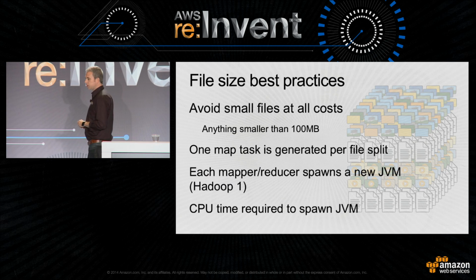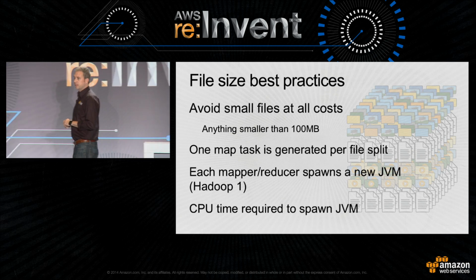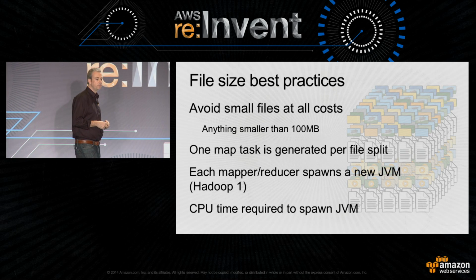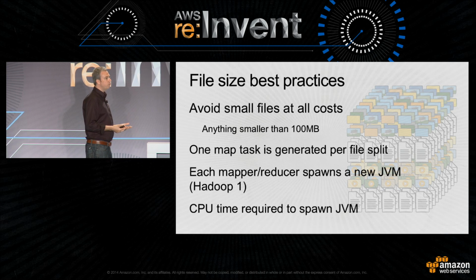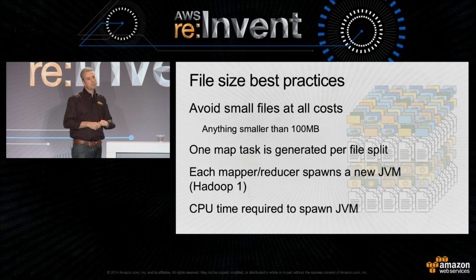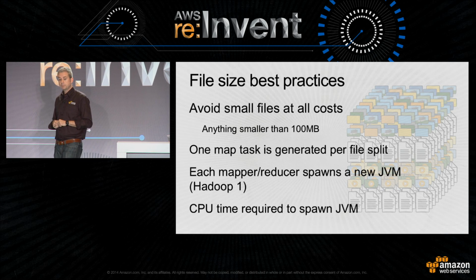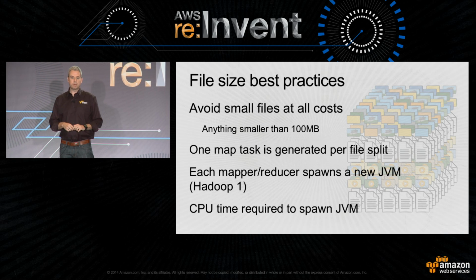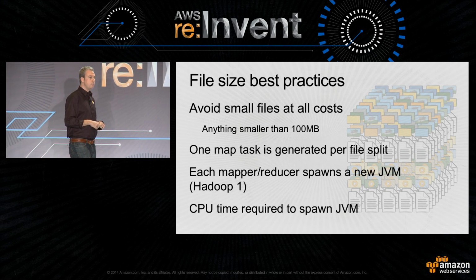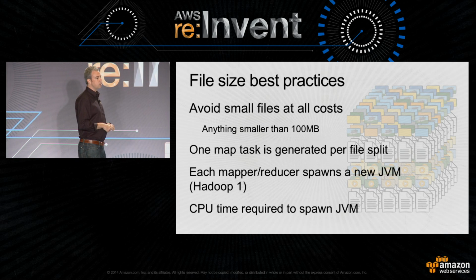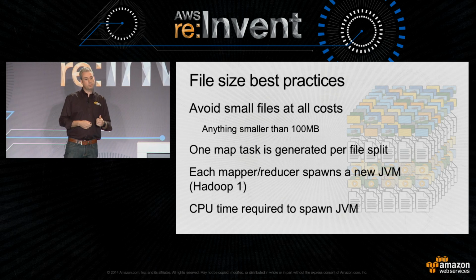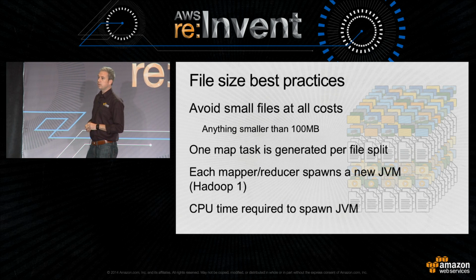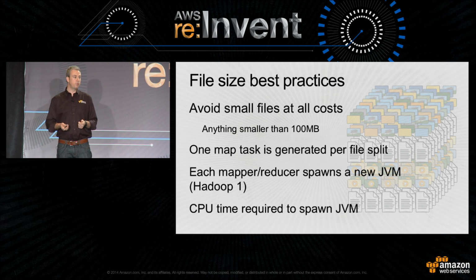It's a very simple best practice I'll give you. Avoid small files, pretty much at any cost. And small for us is defined as anything smaller than 100 meg. The reason for that, as we talked very briefly about, is that mappers and reducers take time to start up. And Hadoop will generate those tasks in Hadoop 1 or Hadoop 2 based upon the number of input files or input file splits.